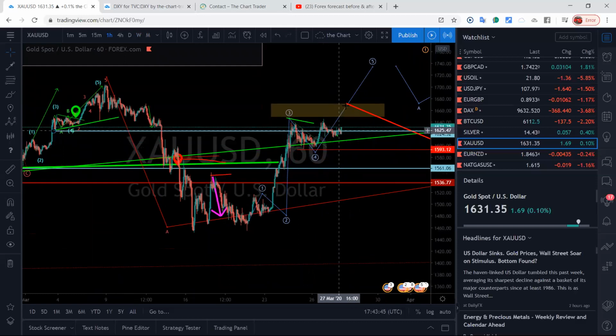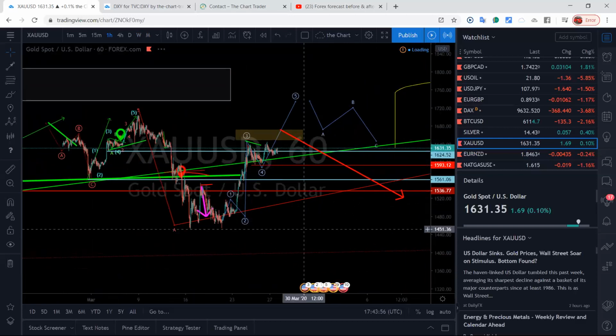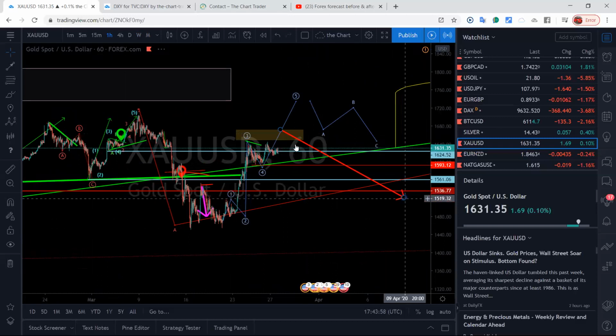So if you're a seller, wait for this top to take off and then try to sell. If you're a buyer, buy now and use a stop loss for this trade. And the next move I can see is the possibility of this move here, the red one, to the downside.